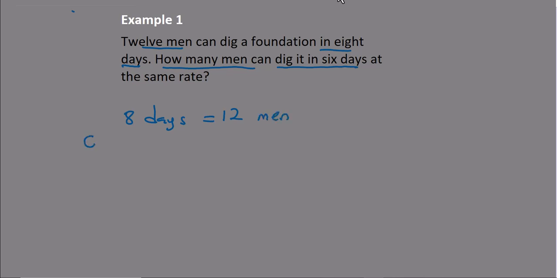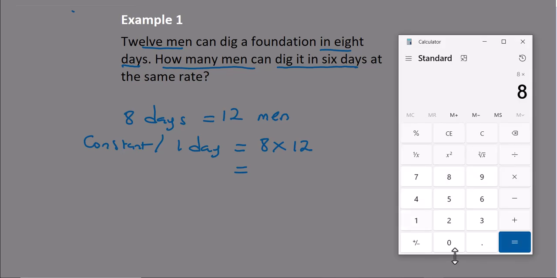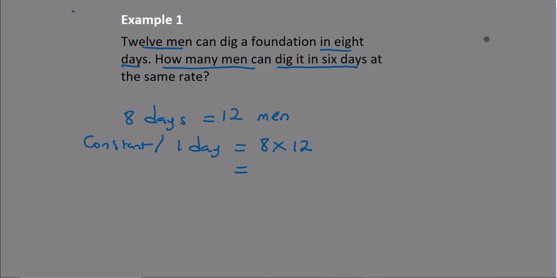Okay, so for the constant slash 1 day, you can just say in 1 day, how many men can dig it? Obviously, it's taking 12 men 8 days to do this work. So if you want to do the work in 1 day, it simply means we need more men. So you have to multiply. Remember, in inverse proportion, multiply first, then divide later. 8 multiplied by 12. Okay, so let's get our on-screen calculator and do this. 96. So it will take 96 men in 1 day to dig the foundation.